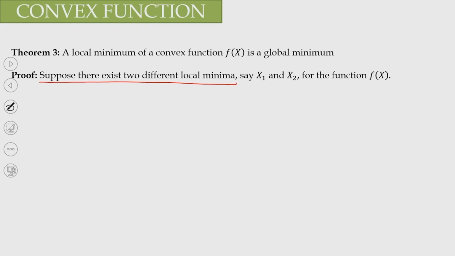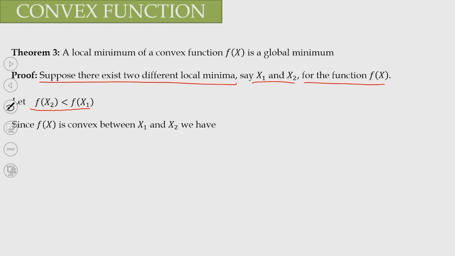Initially, as I said, we state that there are two local minima, say x 1 and x 2. These are two minimum points for the function f of x. We will assume that f of x 2 is less than f of x 1. That means x 2 is the global minimum and x 1 is the local minimum, so f of x 2 is less than f of x 1.